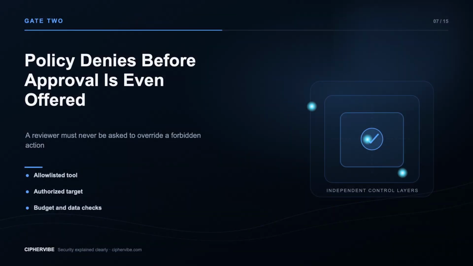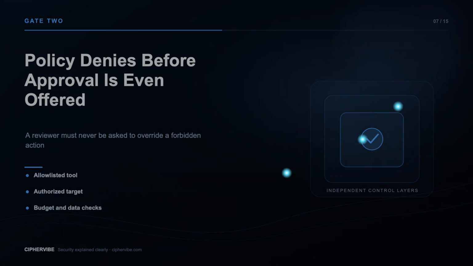Run deterministic policy before showing an approval card. Validate the action schema, caller, tenant, target, destination, data classification, rate limit, and remaining budget. If policy forbids the request, deny it. Do not turn a policy violation into a tempting approve button. Human review handles judgment inside policy. It does not replace authorization.